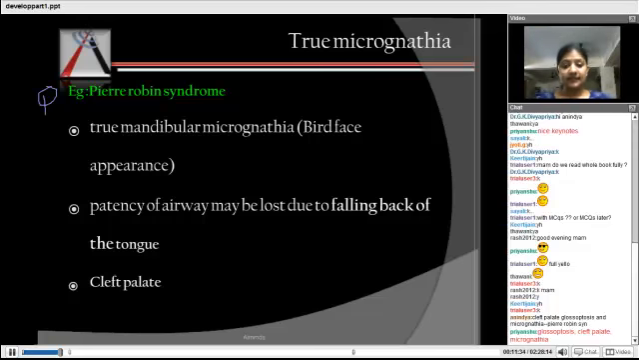And another thing that happens here is the tongue has a lower position, which actually blocks the airway. So the patency of the airway is lost because of the falling back of the tongue, and cleft palate. These are the three features of Pierre-Robin syndrome. Very, very important. This falling back of the tongue is actually referred to as glossoptosis.